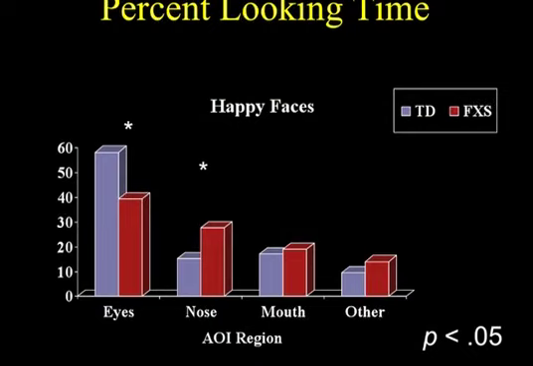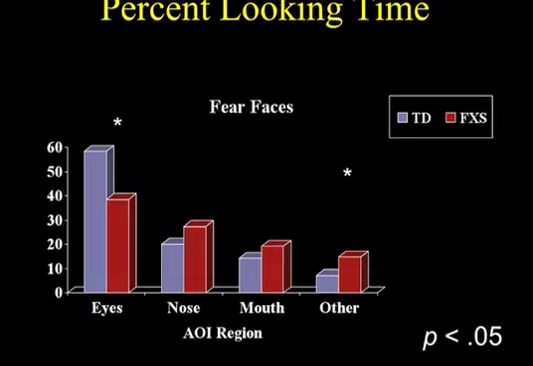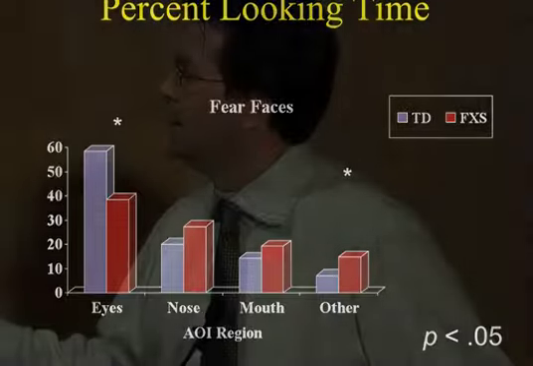For happy faces, same pattern, basically. And for fearful faces, slightly different. There was no significant difference for the nose region. The eye region difference held up, and then for whatever reason, they tended to look more often than controls at other parts of the image.